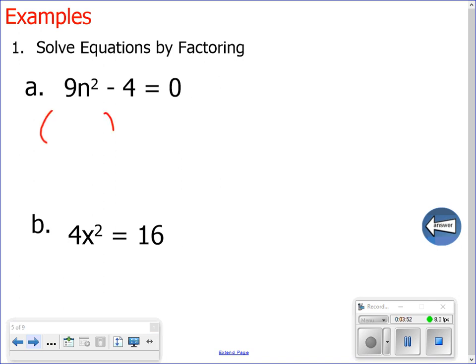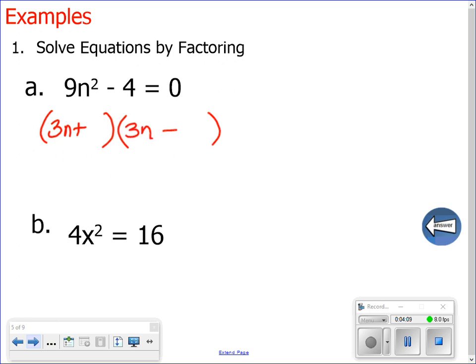I know that my solution is going to be the product of a sum and a difference. The first term in each of my binomials is going to come from the first term by taking the square root of 9n squared. So the square root of 9n squared would be 3n.